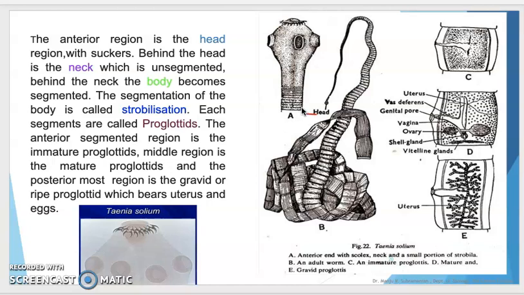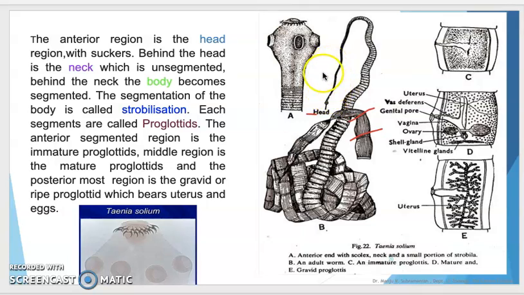The scolex is an unsegmented head region. The neck is a very narrow region in between the scolex and the rest of the strobila, and the body segments are constantly budded off from it. So these are the body segments, which constantly get budded off from the main body part. Behind the neck region there is an unsegmented region, and after that the segmentation starts.